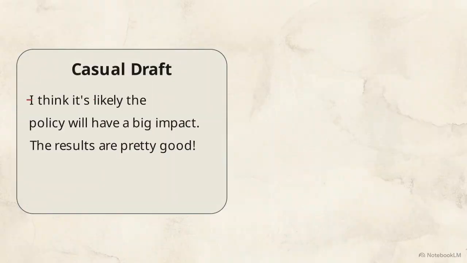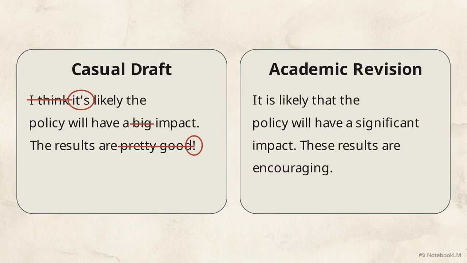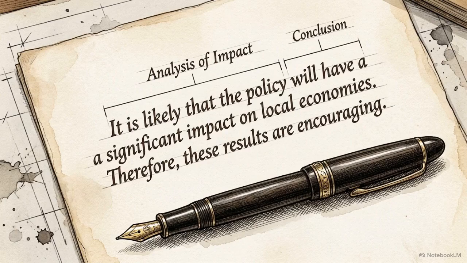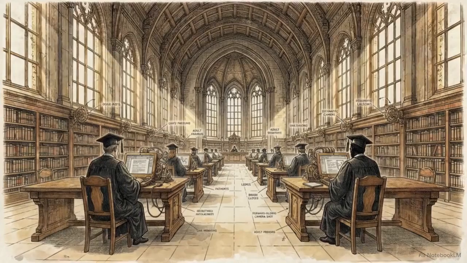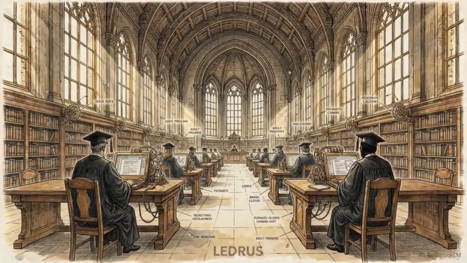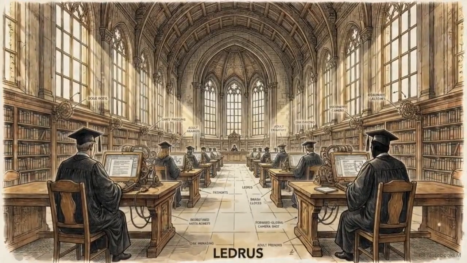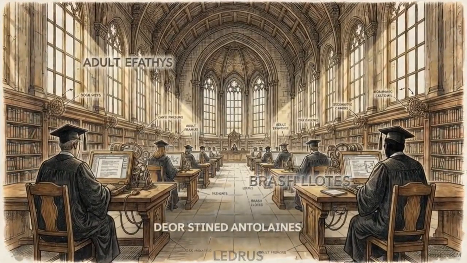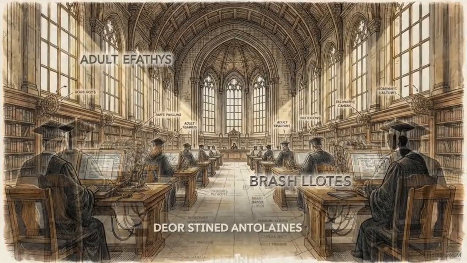On the left is the casual draft, filled with contractions, vague words, and subjective statements. On the right, the revised text. It is likely that the policy will have a significant impact on local economies. Therefore, these results are encouraging. The underlying ideas are identical, but the delivery has adapted. You are now communicating in the precise, objective format required by the academic community.